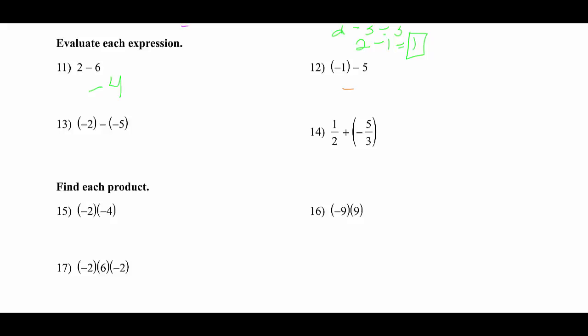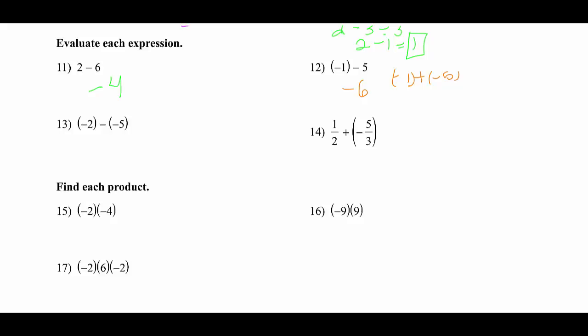So since this is subtraction, or you can think of this problem like negative 1 plus a negative 5. We could rewrite it that way if we wanted to. So that also gets you negative 6 when you're adding two negative numbers.